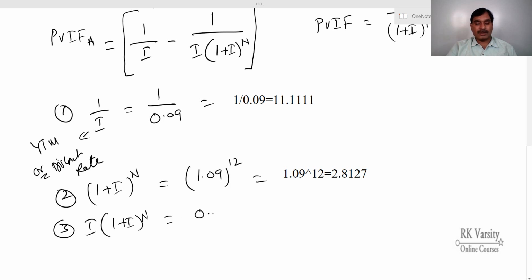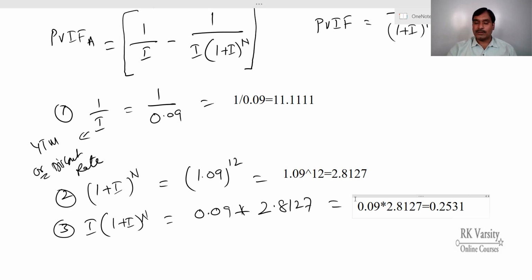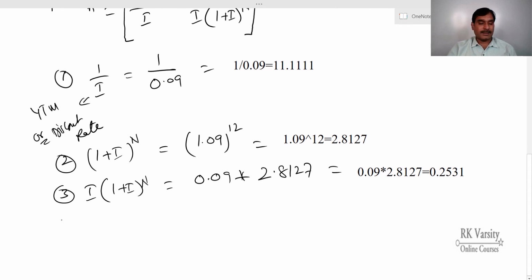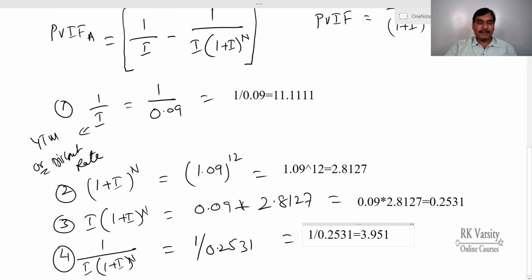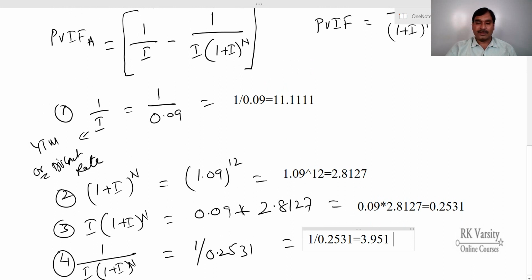Then in step 3, I times (1 plus I) to the power of n. So this equals 0.09 times 2.8127. This gives you 0.2531. Then in step 4, we will take the reciprocal of this, that is 1 upon I times (1 plus I) to the power of n. So this equals 1 upon 0.2531, which is 3.951.